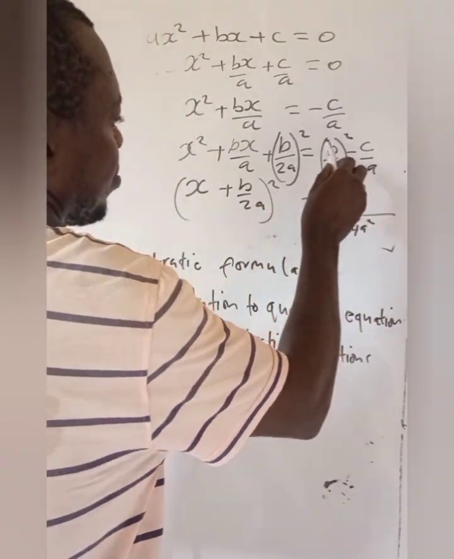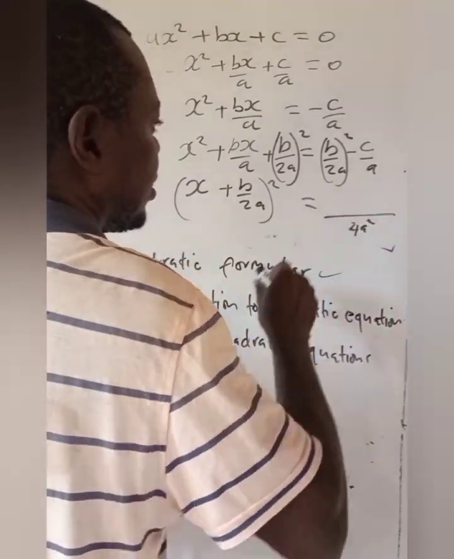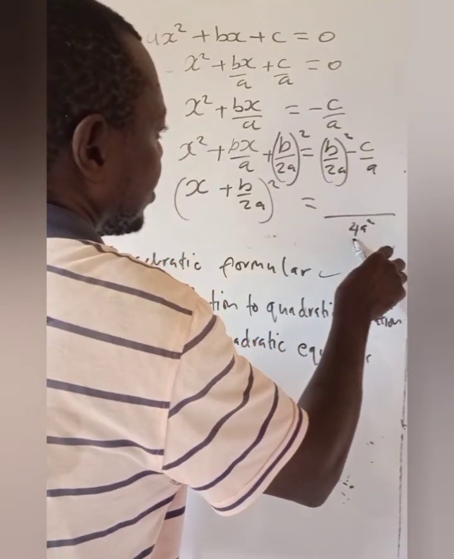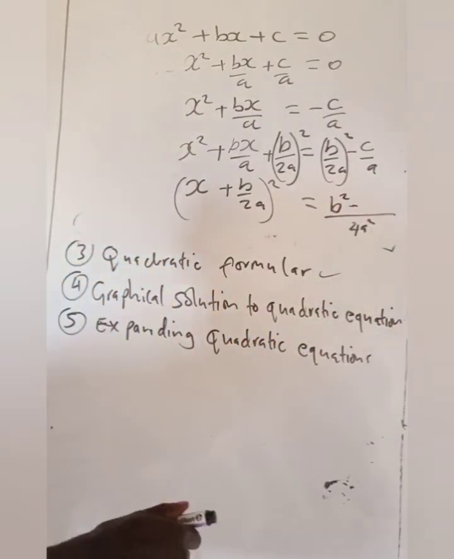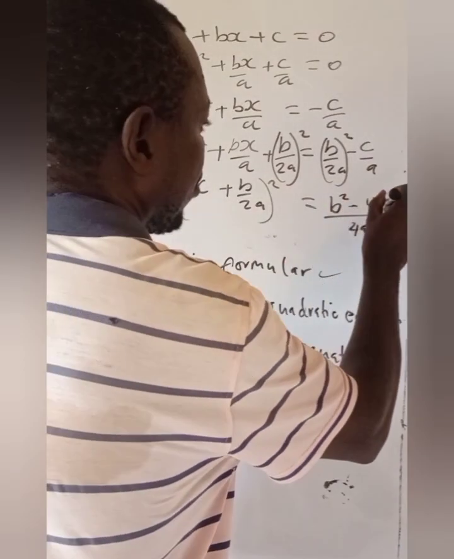B squared is b squared. So the LCM here is 4a squared, so this one will remain the same because this is 4a and here is one, so that we have b squared. What about the other side? A goes into 4a squared how many times? There are 4a times, so that we have 4ac.